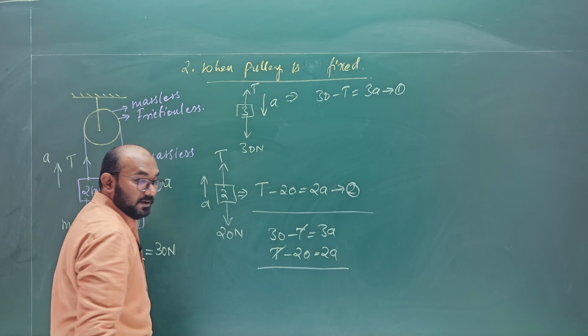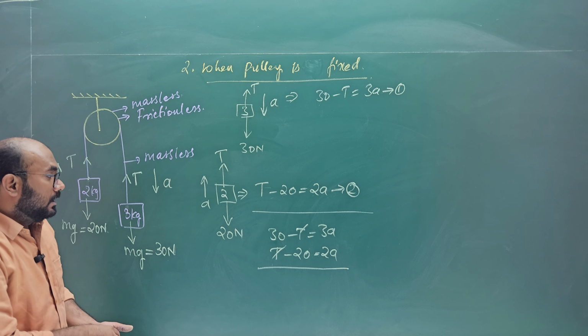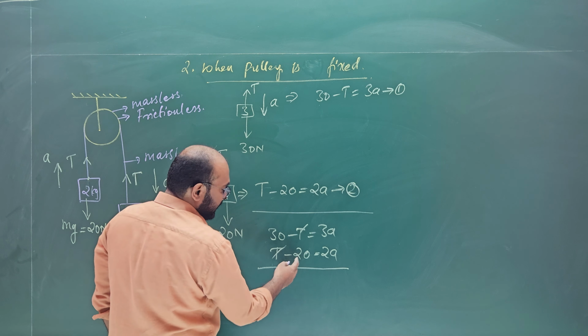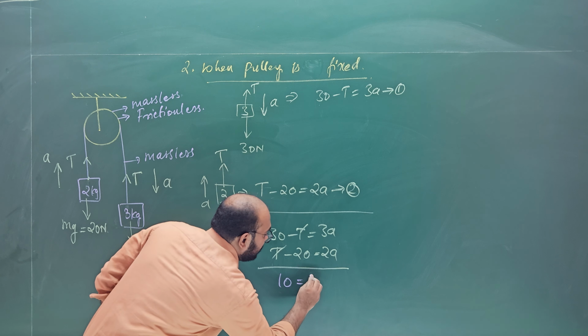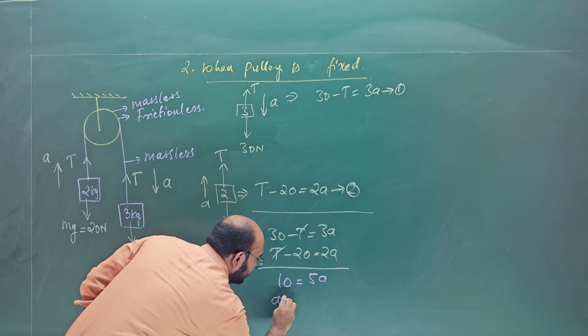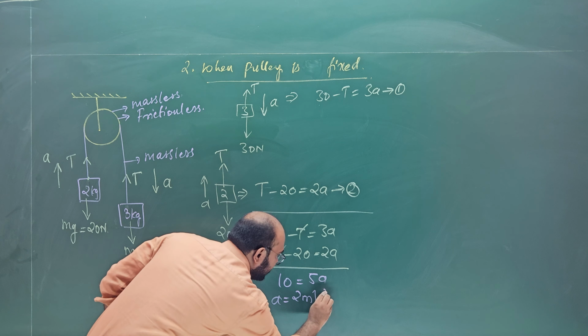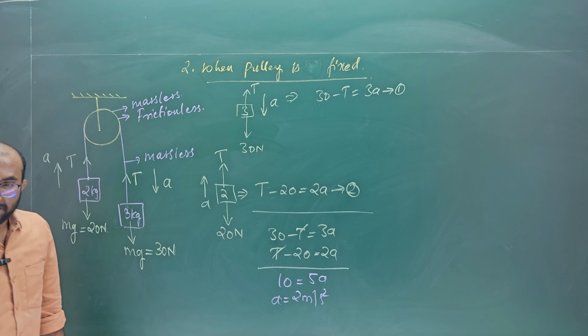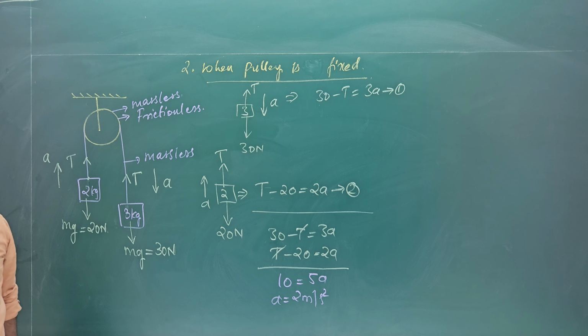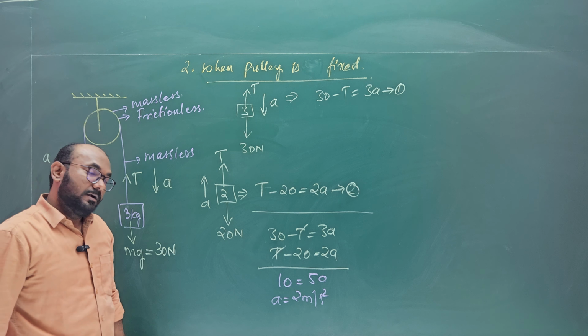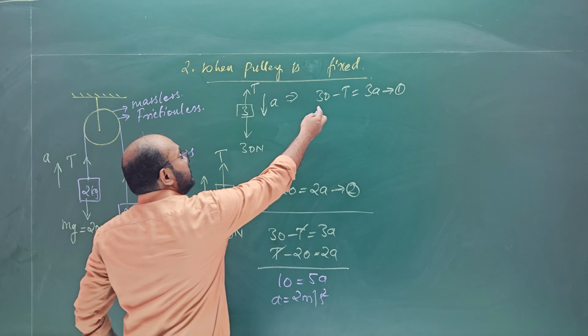Can I cancel this T and T? Okay. Now, I will be getting 30 minus 20, that is 10, which is equal to 5a, so acceleration is 2 meter per square second. Yes or no? Substituting the value of acceleration in any equation, I will be getting what? Tension. So, let's say substituting here.